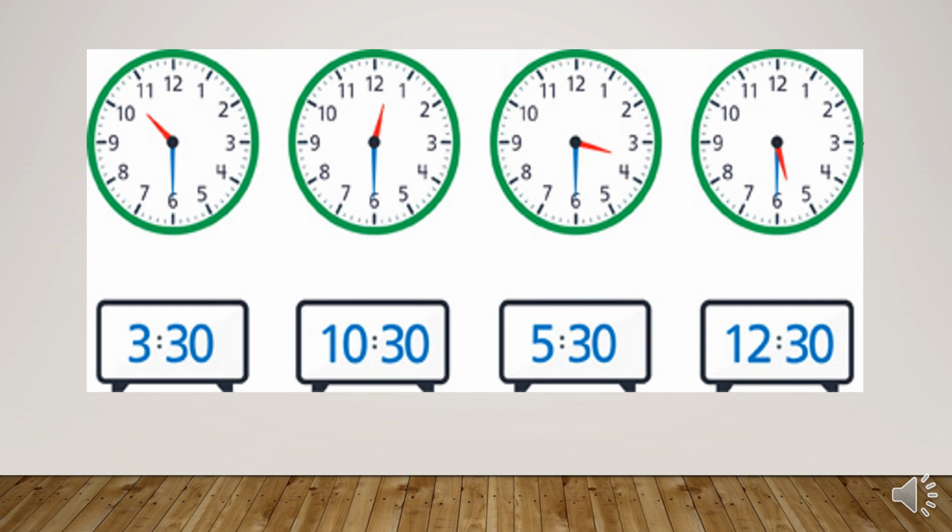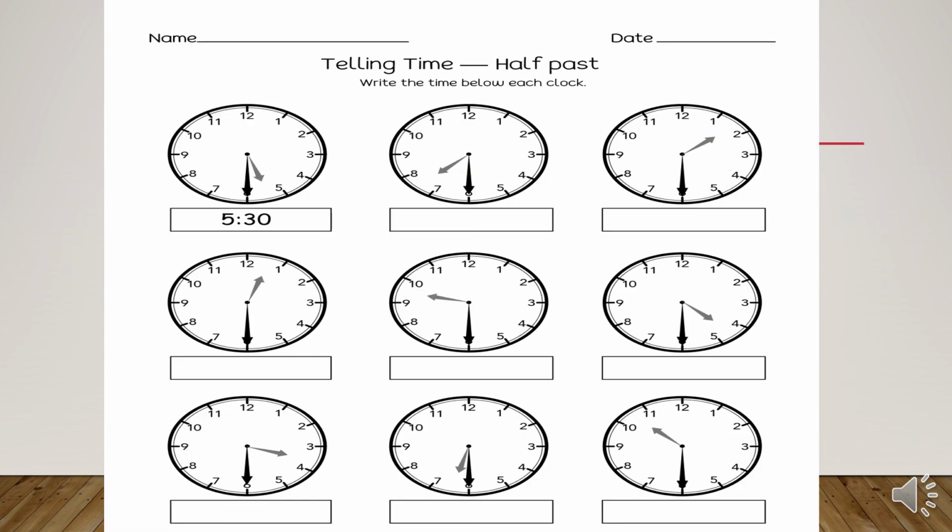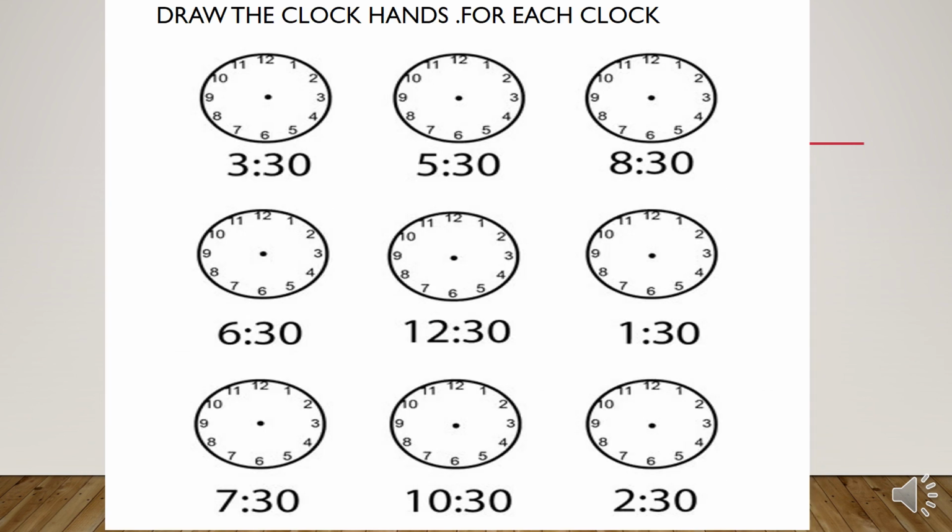Now I will send you 3 attachments for these worksheets. This is the first worksheet. Here you should match the clock with the time that this clock shows. In this worksheet, the hands will be drawn, and you should write which time is shown by each clock. And the last worksheet will be this worksheet. I already give you the time. You should draw the hands for the minute and the hour for each time.